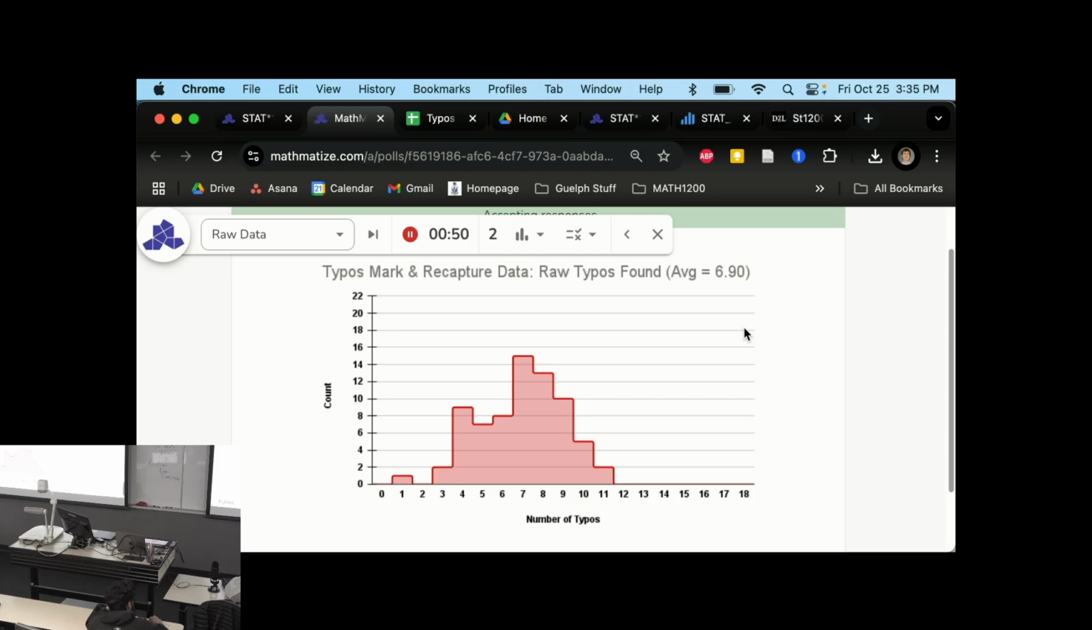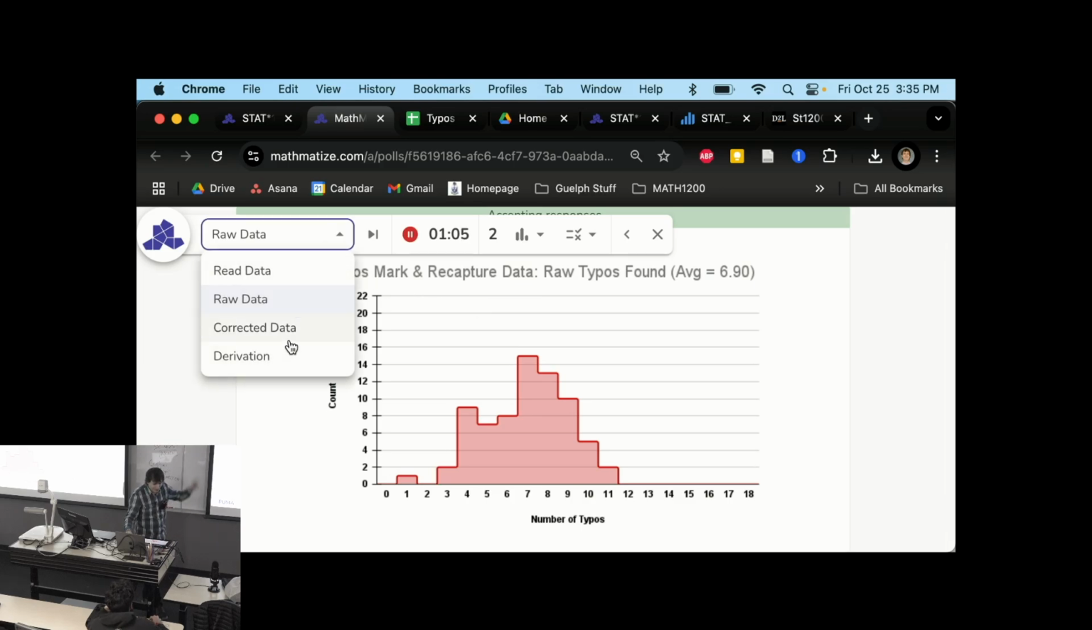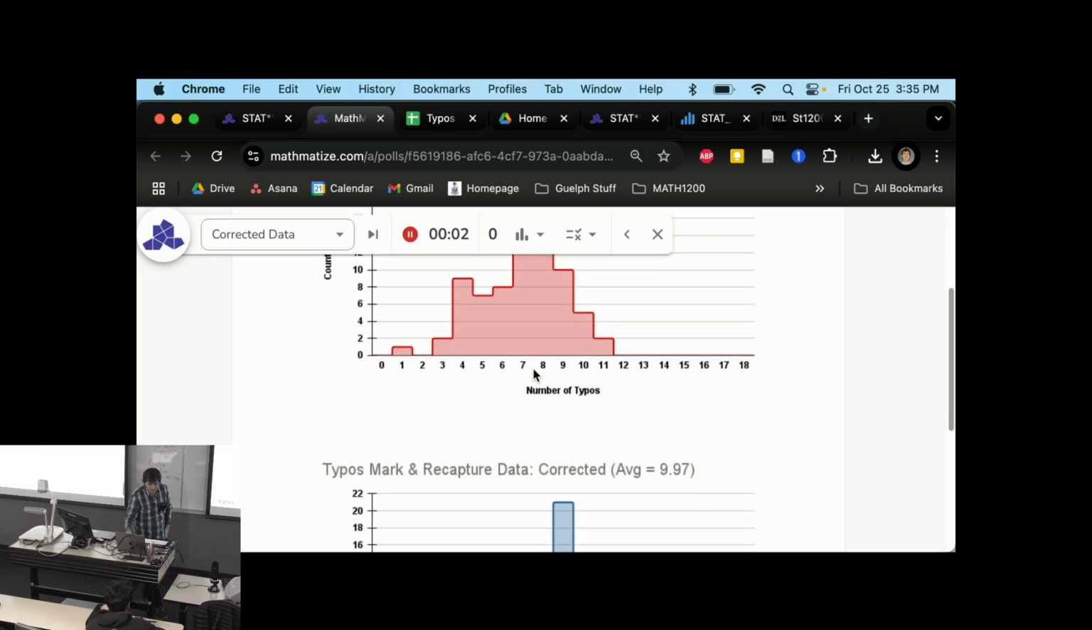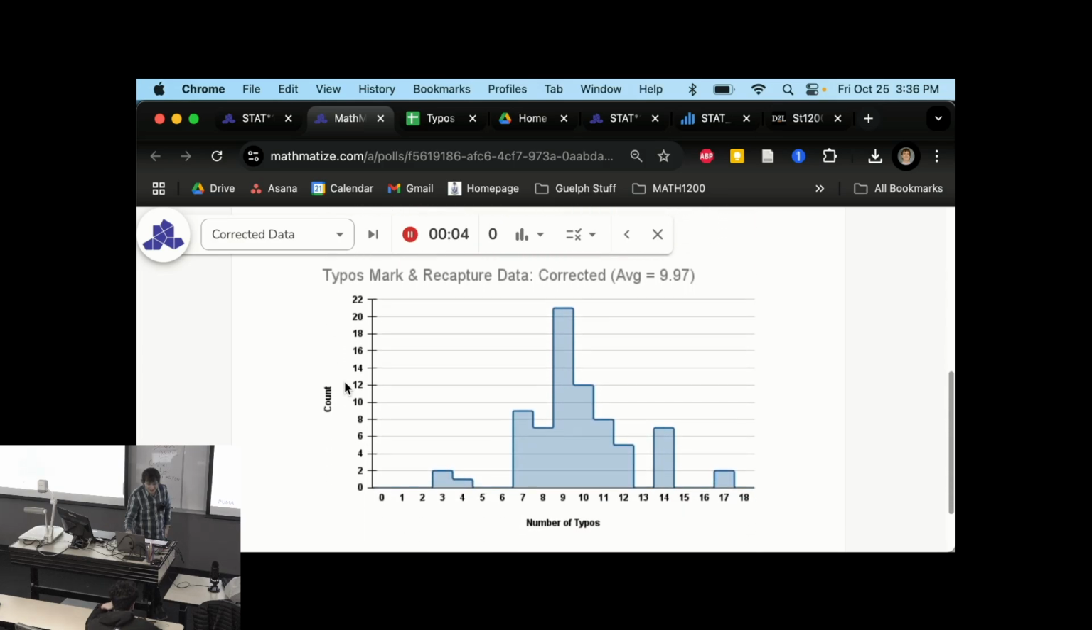And you can see this is not correct, right? The real answer is 10, and you guys got 6.9. Of course, it's biased. It's always an underestimate. It's underestimating the true value. You can imagine if you run out and count snails, you're not going to count all the snails and all that. But here is the corrected data. So I drew the raw on top, and underneath it, here is the corrected data.